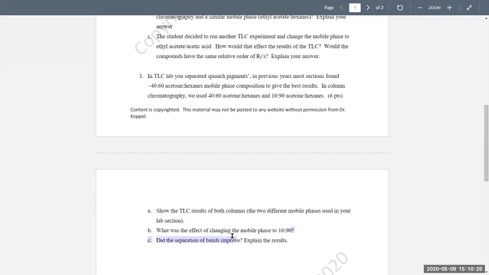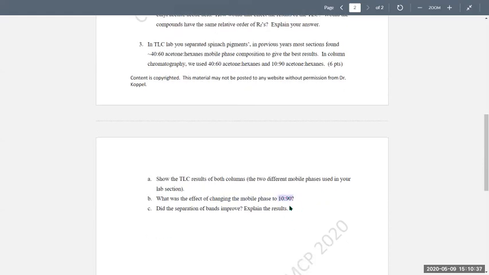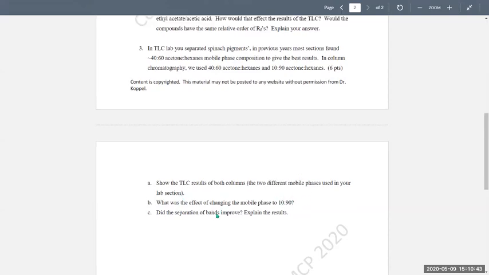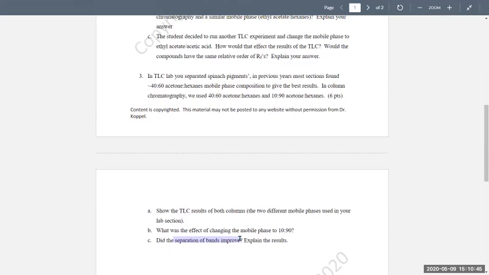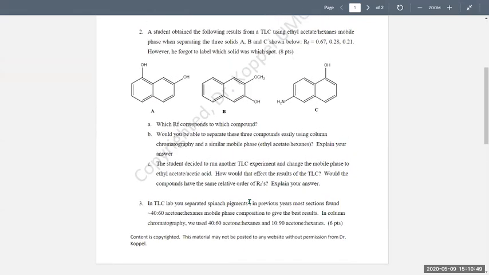Changing the mobile phase, what happened? The 10/90 was just way too slow, so you might have noticed that it didn't separate at all. You might think it's not good, but you can just use something like 30/70, or answer this theoretically, and then yes, you would expect it to improve. Once again, like how I was talking about gravity.